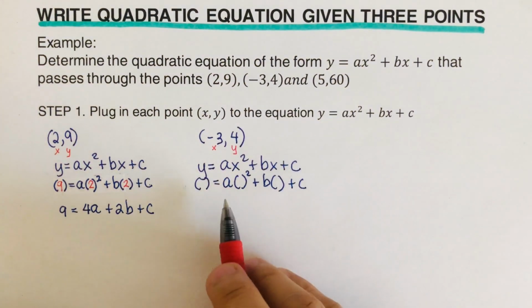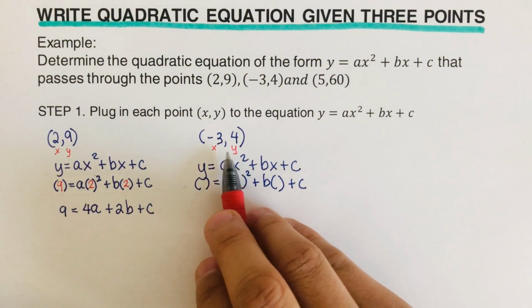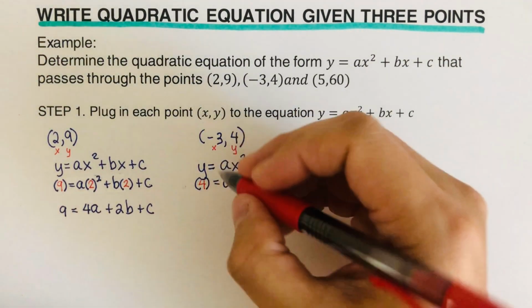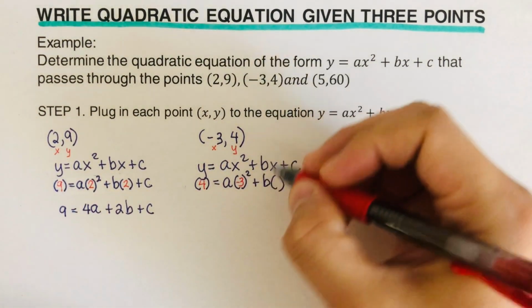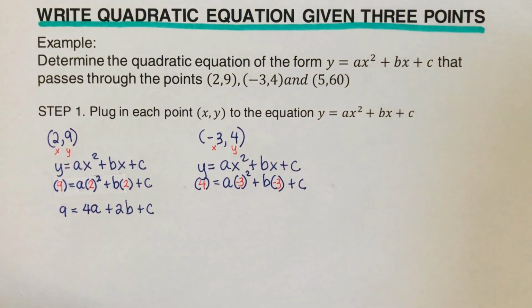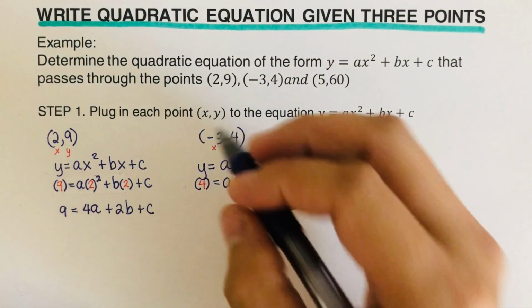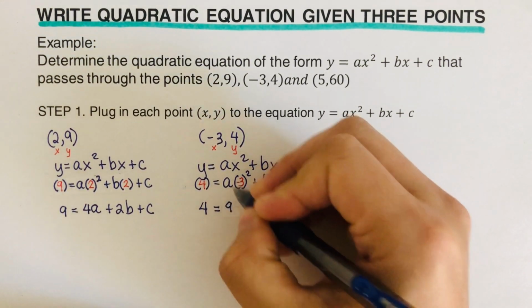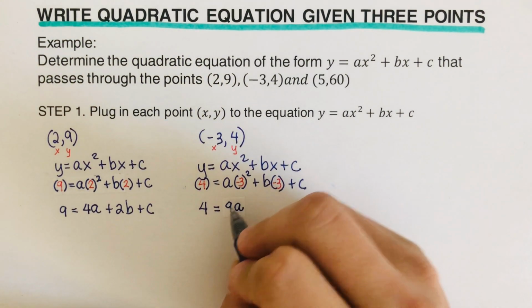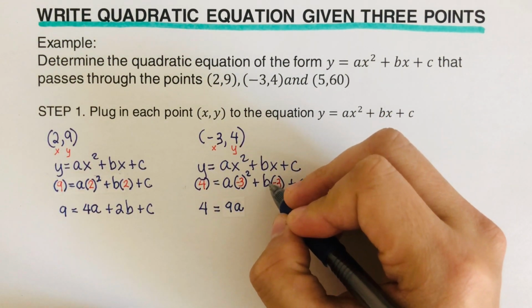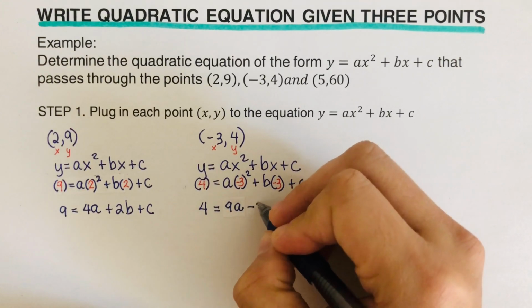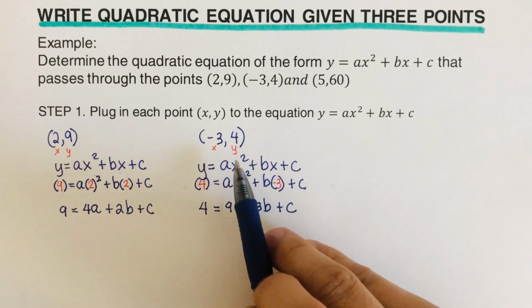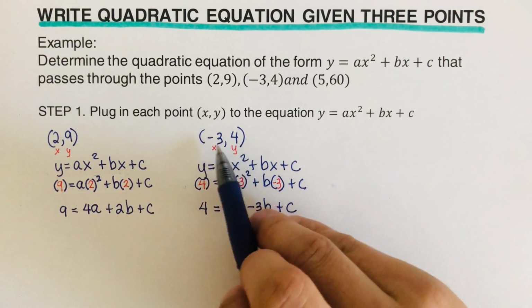So I changed the x and y into parentheses. Now, after I've changed it, I'm ready to put in the values. The y that we have here is 4, so I put in 4 there. The x is negative 3, so I put negative 3 and then negative 3 for the other one. So then the second equation using this point would be 4 is equal to positive 9, which is 9a, plus b times negative 3, which is negative 3b, and then we have a c. So this is the equation that represents this point.